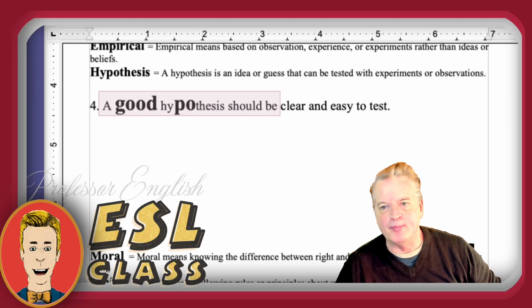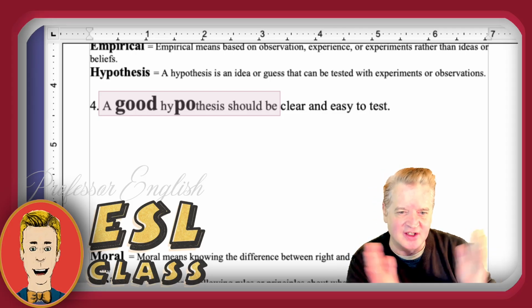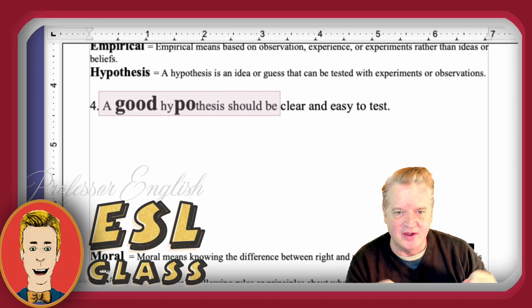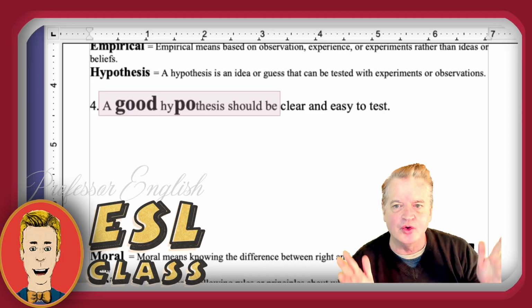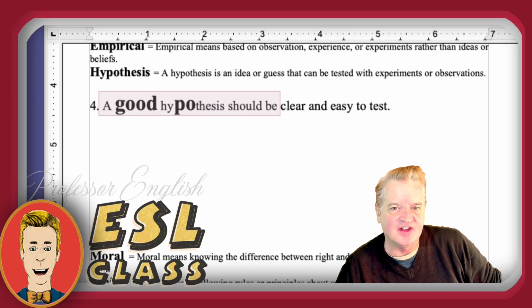A good hypothesis should be. A good hypothesis should be. Oh, you're emphasizing should and be, but don't do that. Make it small. This will help with your listening as well as your accent. A good hypothesis should be. Should be. Just say should be.